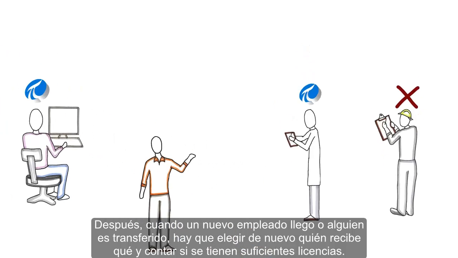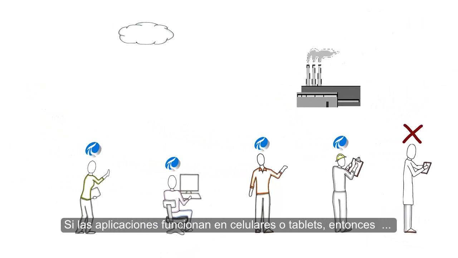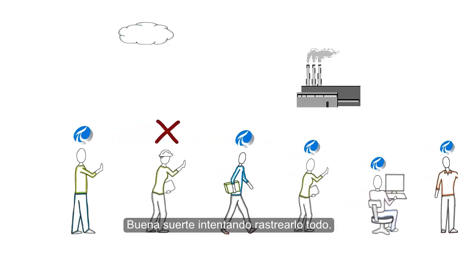Later, when you bring on new employees or when people move around, you have to choose again who gets what and count licenses to see if you have enough. If the applications can also be run on phones or tablets, well, good luck trying to keep track of all of that.